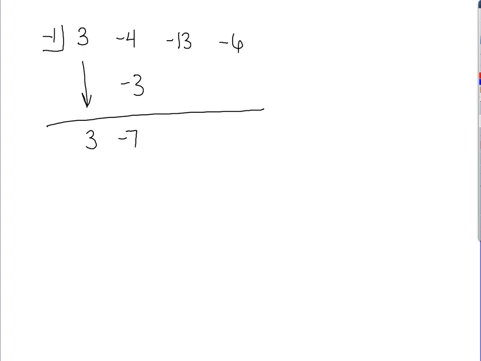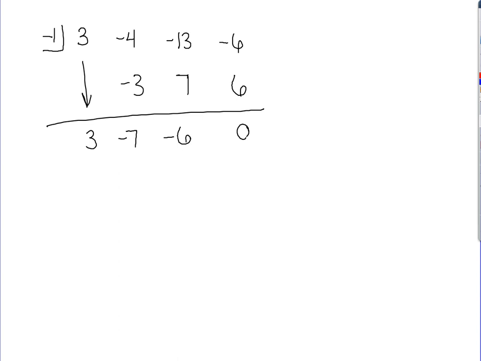Negative 1 times negative 7 gives us a positive 7. If we add down, that's going to give us a negative 6. And negative 1 times negative 6 is a positive 6. When we add straight down, we are going to get 0, so we do know that is a zero of the function. Again, from the graph, we can pull out another zero, and it appears that 3 is another zero.